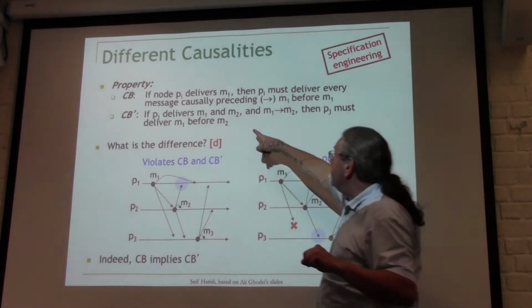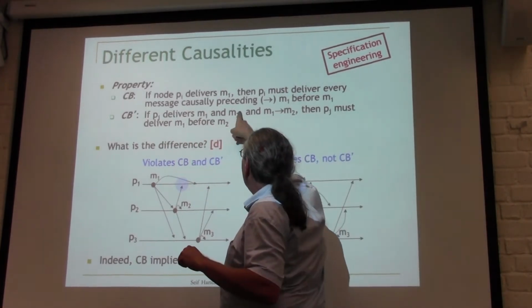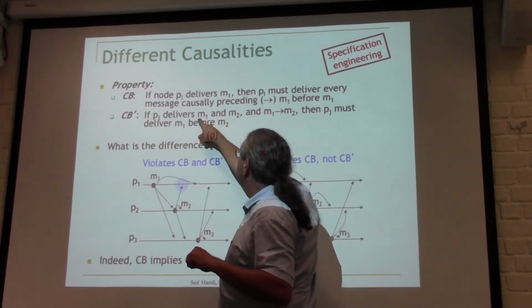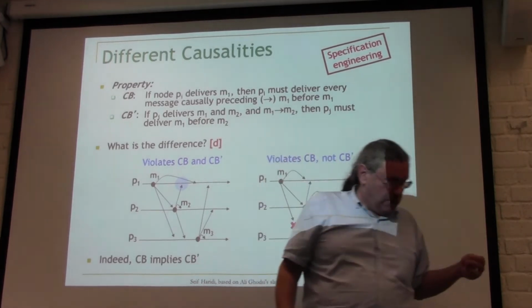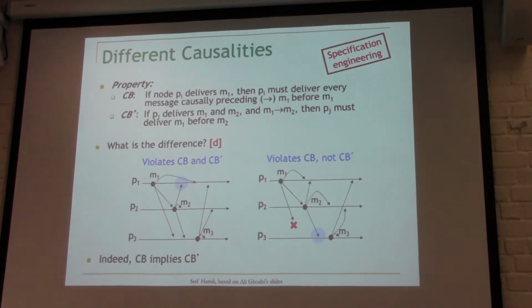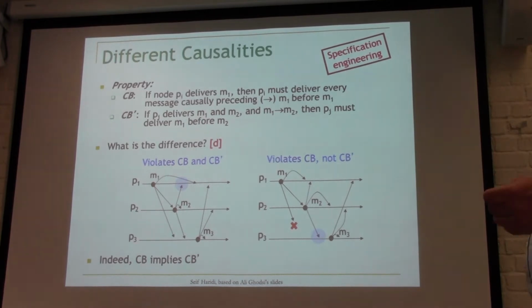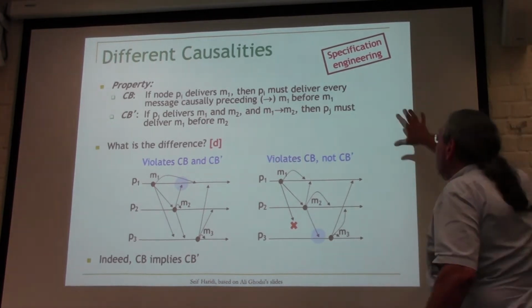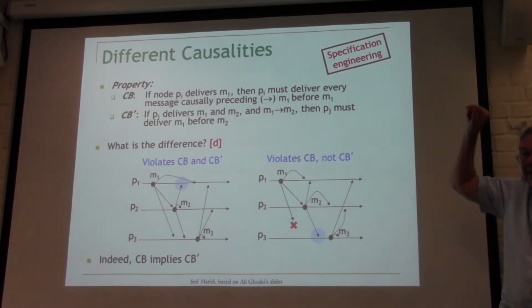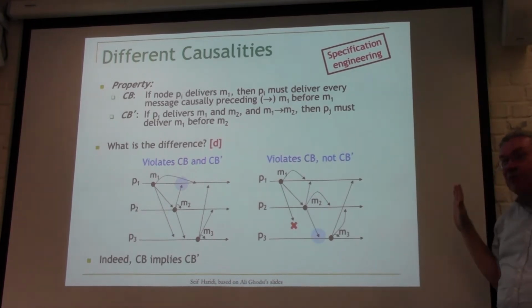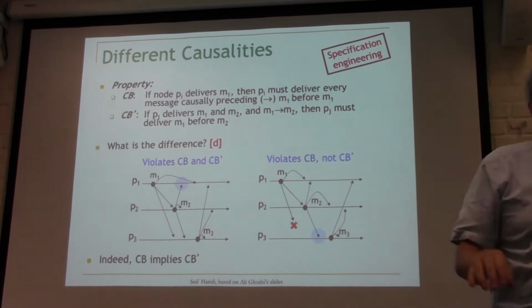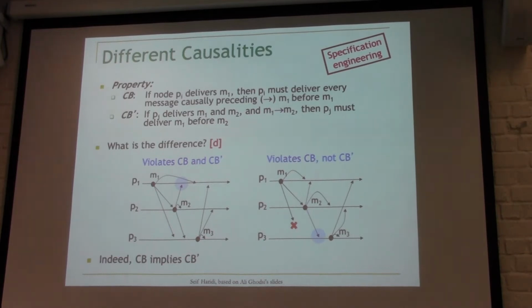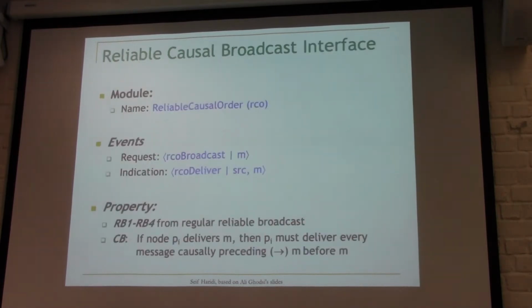Because the condition in this one, CB prime, it only works when both of these two messages are delivered. But if you don't deliver, CB prime doesn't care, okay? So this kind of thinking is very important. And we're not even writing code yet, huh? Okay? It's very important. Okay.